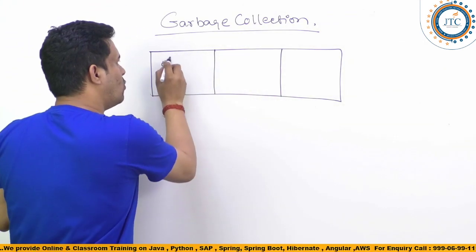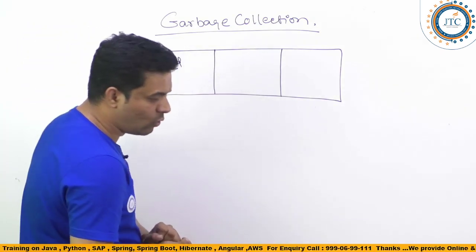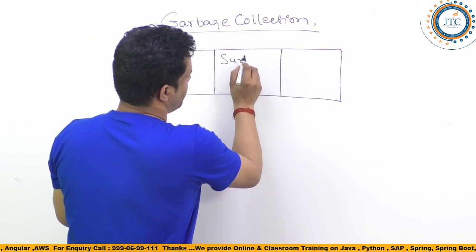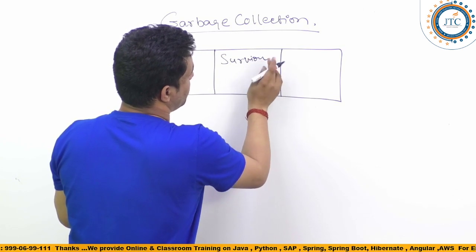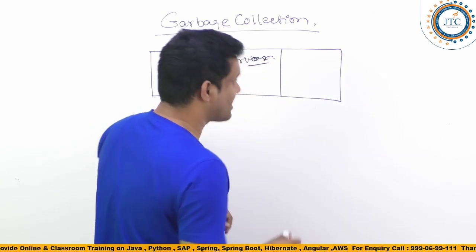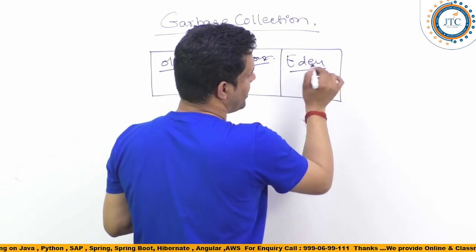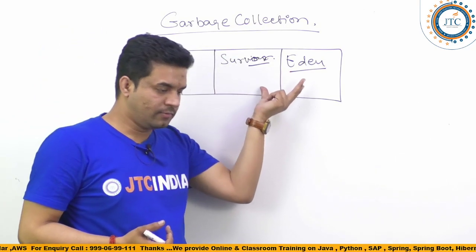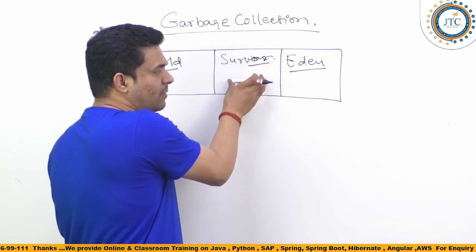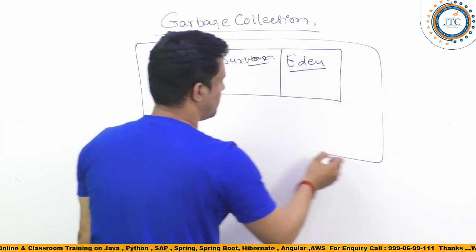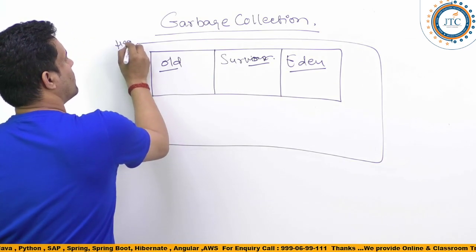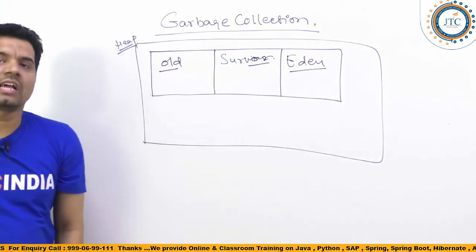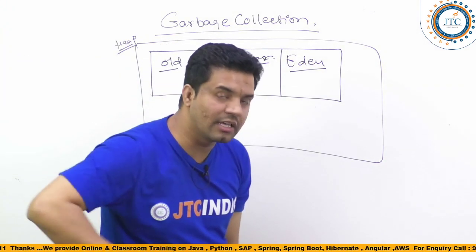What is the first one? It's the Old. Second one is Survivor. And next one is the Eden. Are you getting it? Here these 3 things are there. And where are they available? They are available inside the heap. Old, Survivor and Eden are available inside the heap. Make it clear.